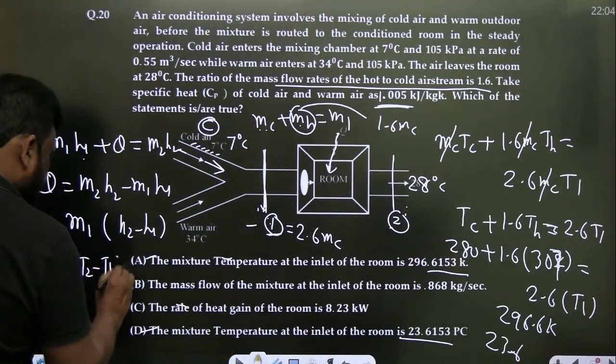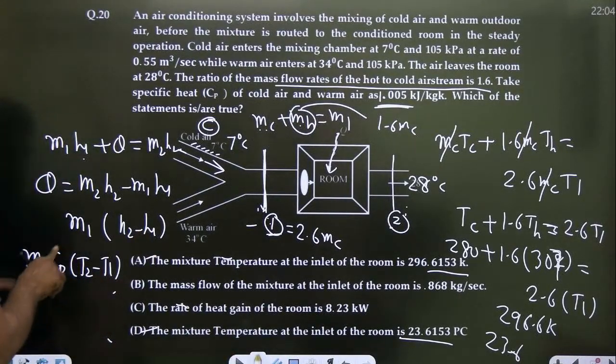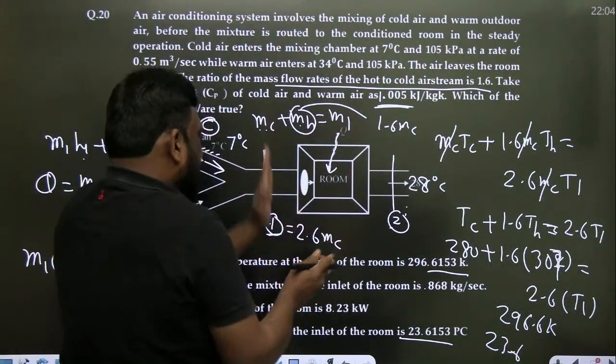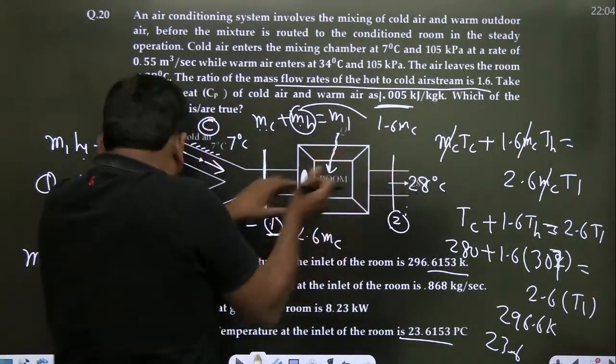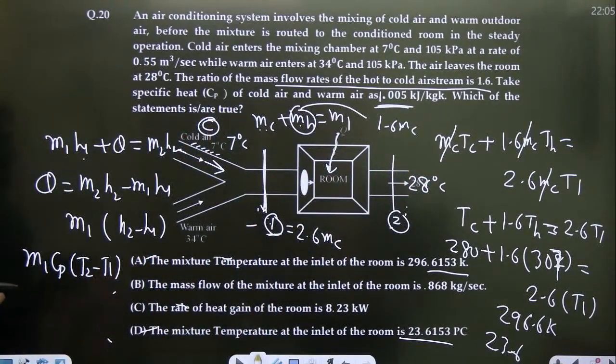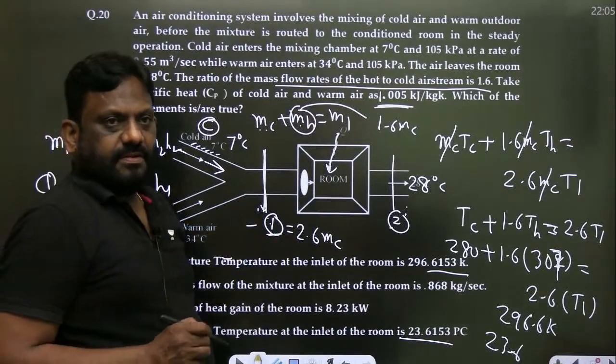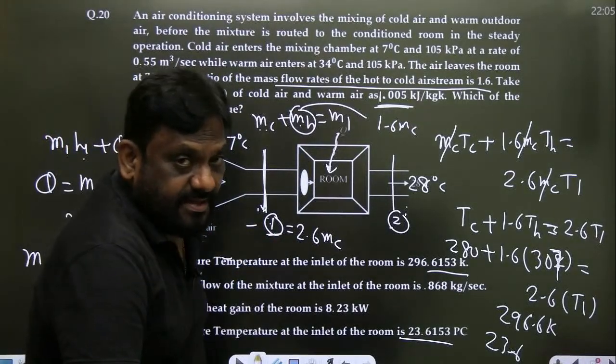आई रिपीट सर, एंथैल्पी कैन बी रिटन एज cpt, m1 m2 बराबर है तो बाहर लेना, बिकॉज जो मास आ रहा है वही जा रहा है, एट 1 and 2 मास इज सेम, सो मास को बाहर लीजिए, ठीक है। बट व्हाट इज m1? m1 इज 2.6 mc, लेकिन mc पता नहीं है सर, कैसे कैलकुलेट करेंगे?